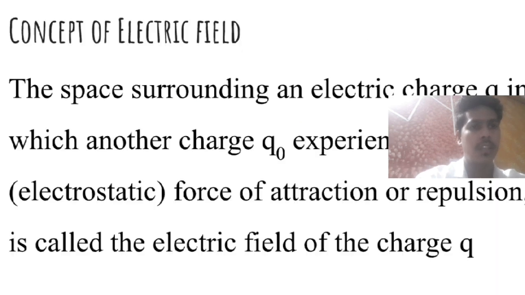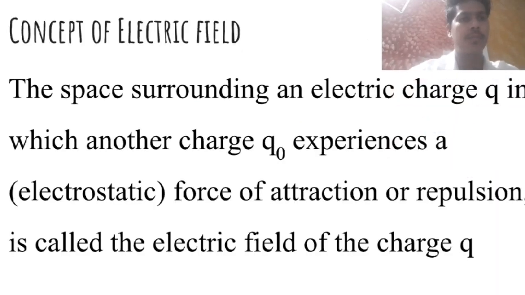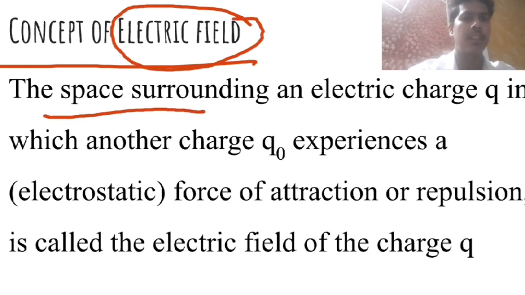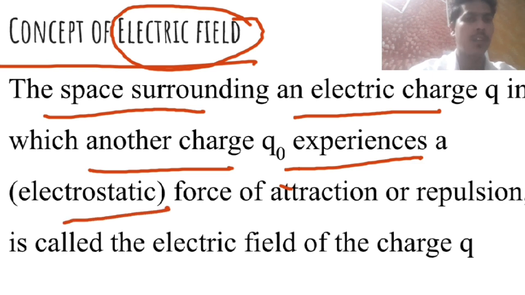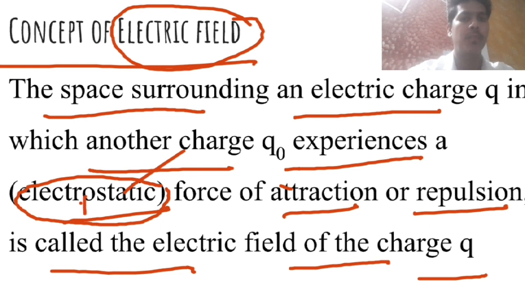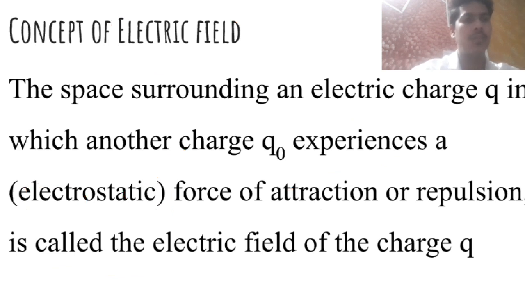So here you have the concept of electric field. Now what is the meaning of this electric field? The space surrounding an electric charge small q, in which another charge q naught experiences an electrostatic force of attraction or repulsion, is called the electric field of the charge small q. This electrostatic force is the one which we completed in the last lecture. This force we can find out by using Coulomb's law of electrostatics. So now we will understand what is the actual meaning of this electric field.